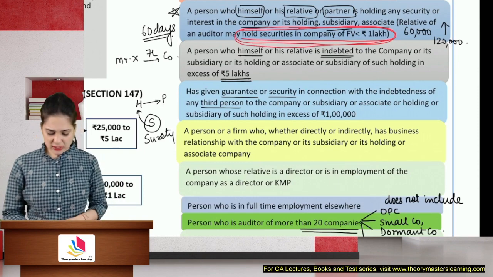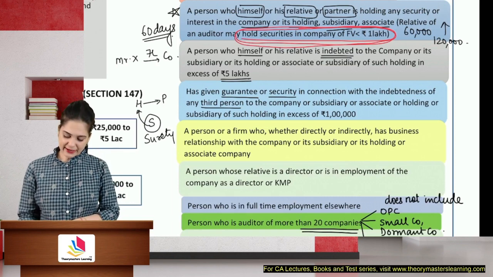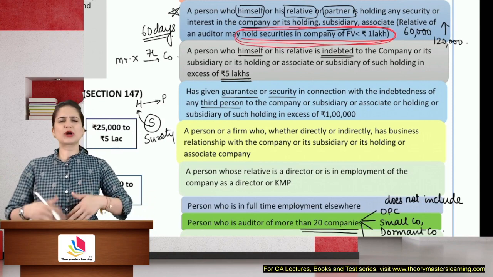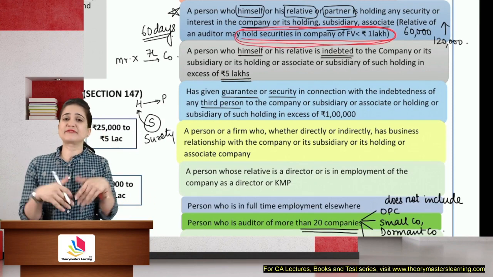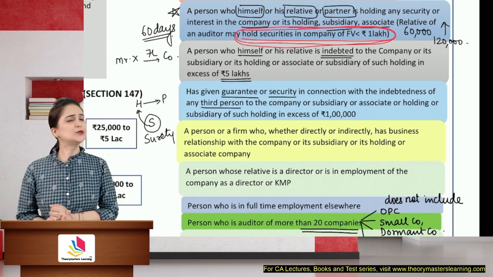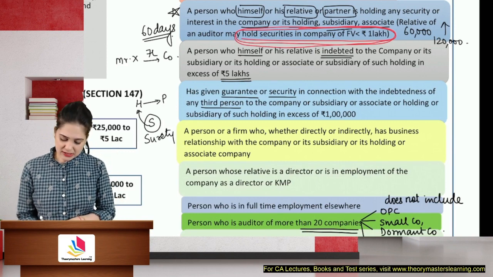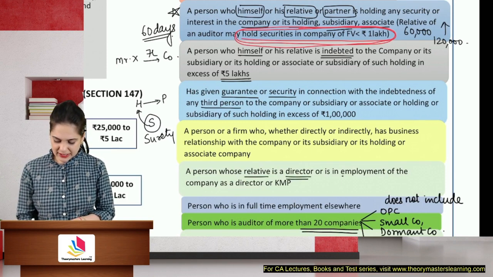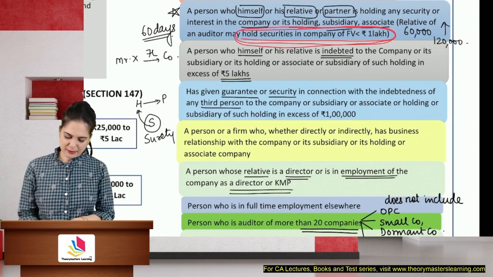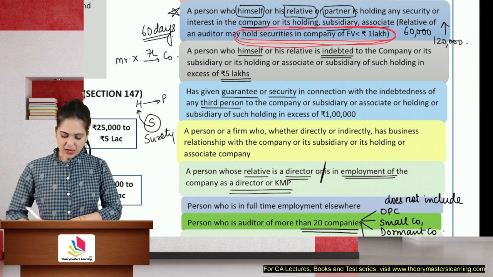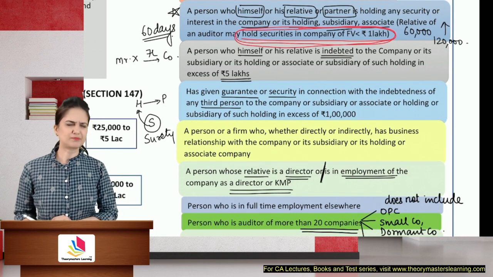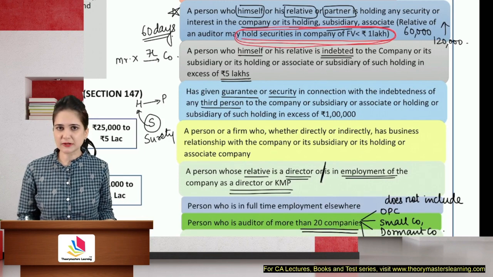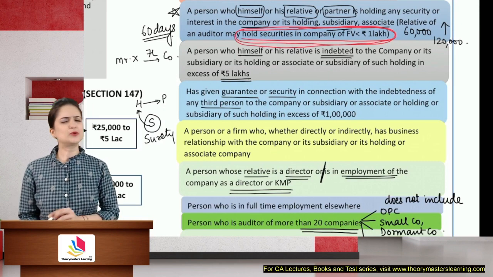A person or a firm who, whether directly or indirectly, has business relation with a company or subsidiary, holding, or associate. So you have sold goods to the company, you have some kind of financial transaction, you have given loan to the company, you cannot be appointed as auditor. Person whose relative is a director or in employment of the company as director or KMP. Now I'm just highlighting this separately. Person whose relative is a director, maybe a nominee director, an executive director, in employment as a whole-time director, or maybe a KMP, you cannot be appointed as auditor.